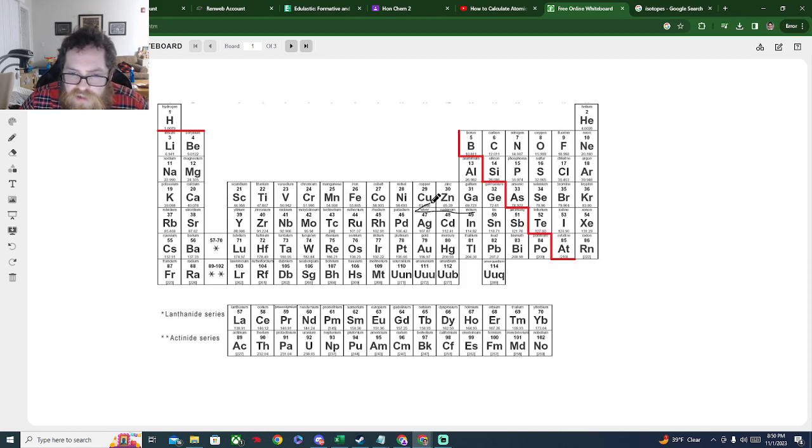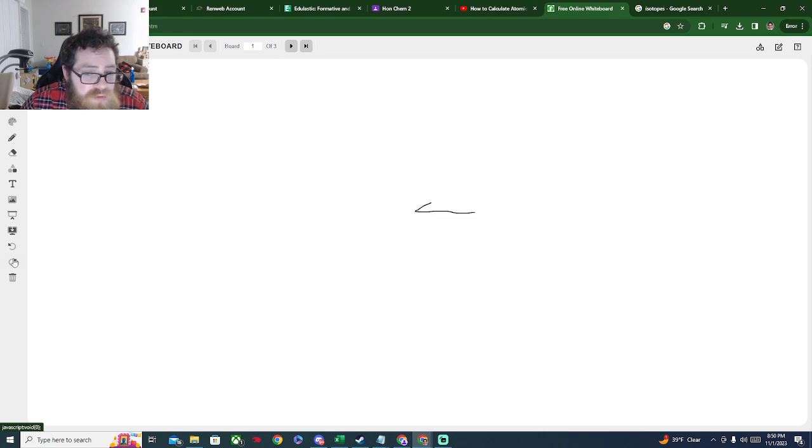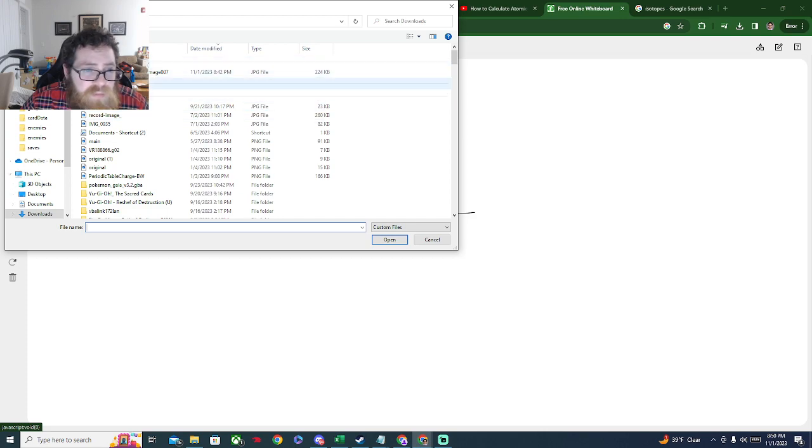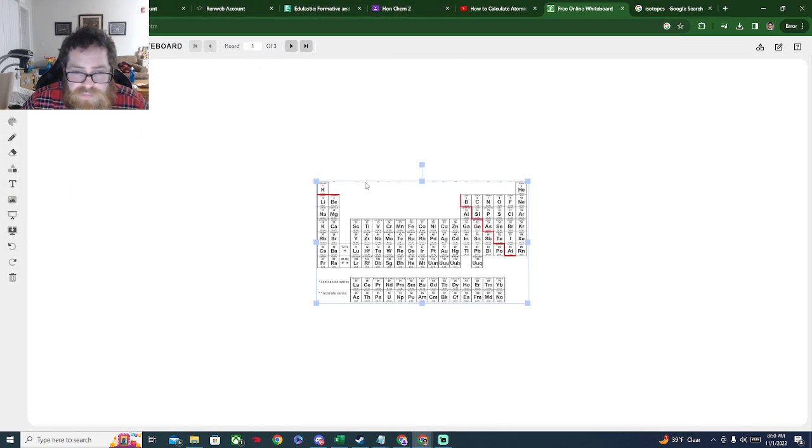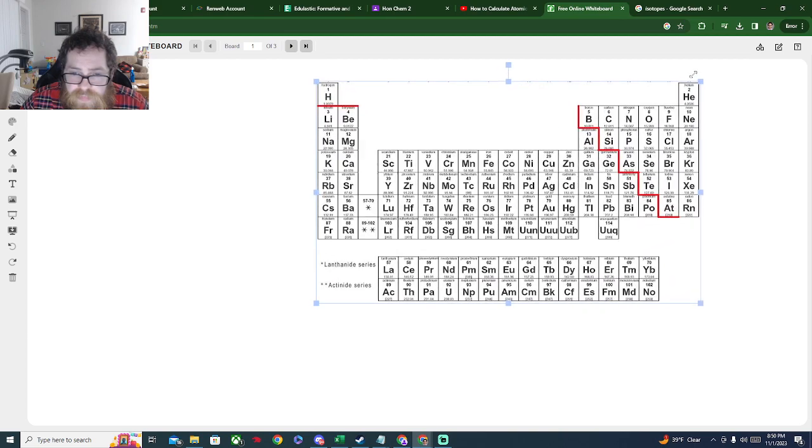Anything to the left of this line, let me choose a color other than black and white actually. Oh. Shoot, that image went away. Let me bring it back. And let me choose red.